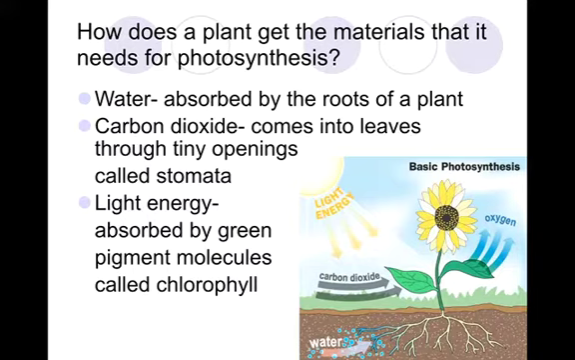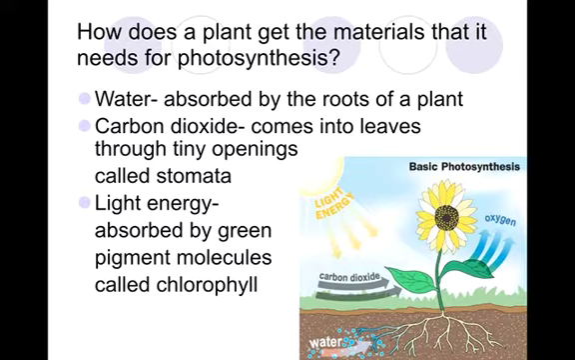So first of all, water: it absorbs it in the roots of the plant. Carbon dioxide it gets through the openings of the leaves called stomata, getting that from the air. And then it gets the light energy. It's absorbed by the chlorophyll, or the green pigment molecules that are in the plants.